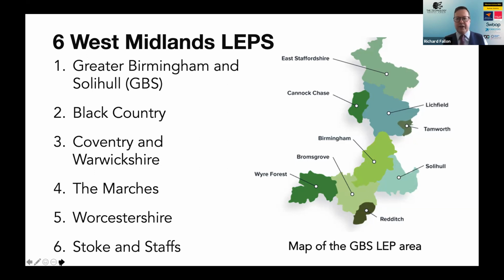Because all of these projects, all the funds I'm going to mention, are always tied to a LEP. If you're in that area, you can access them, and if you're not, you can't. If you're wondering where the Marches is on that list, you won't find that on a map. That's Shropshire and Herefordshire. But then you get those six West Midlands LEPs. So if you know where you are, you'll know what is available to you. I'm presuming everyone today is from the Greater Birmingham and Solihull LEP, but I'm doing that just in case we've got people from the Black Country or Coventry and Warwickshire.